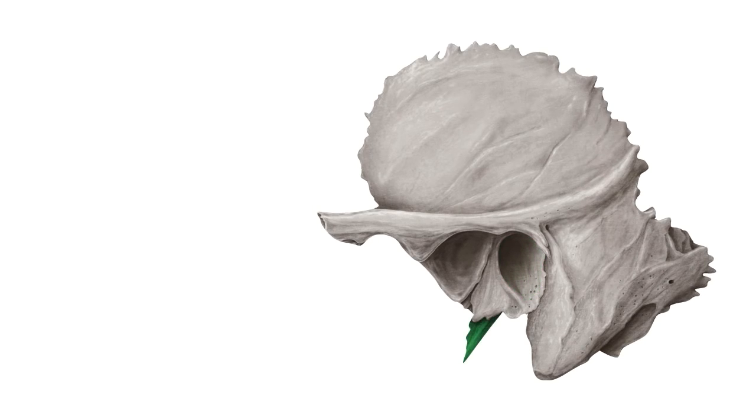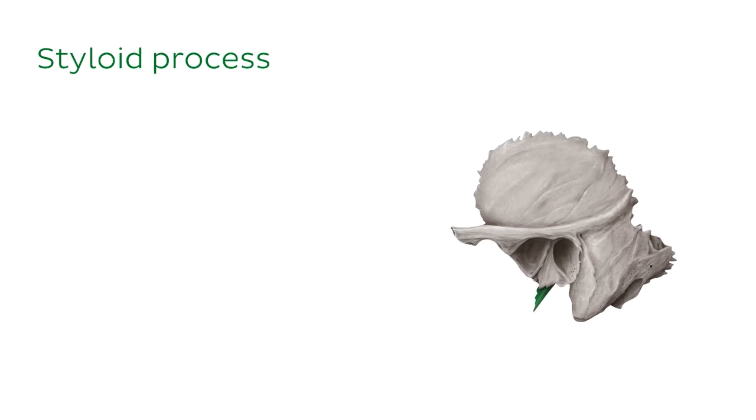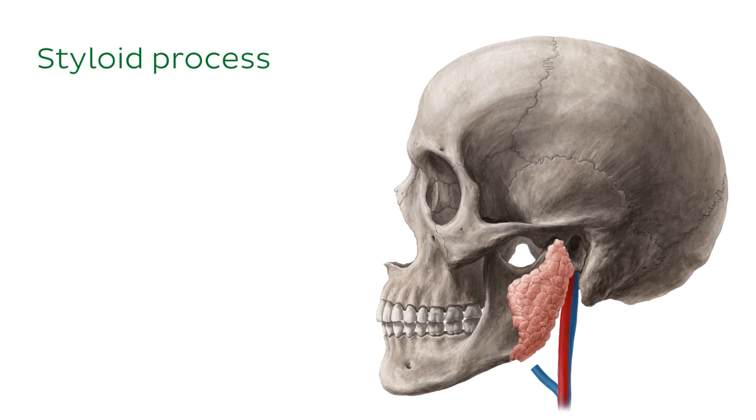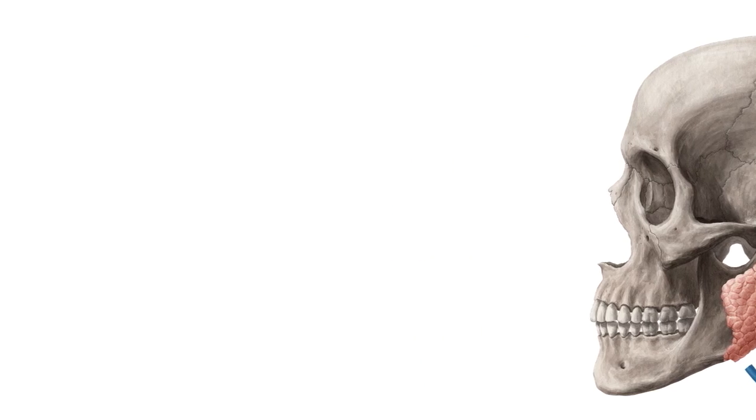The fourth and final part of the temporal bone is the styloid process, which is this thin and pointed part just here that projects antero-inferiorly from the inferior part of the bone. The styloid process is covered by the parotid gland and is crossed by the internal carotid artery and an internal jugular vein. Okay, let's move on now to the next part of the tutorial and look at some clinical notes.